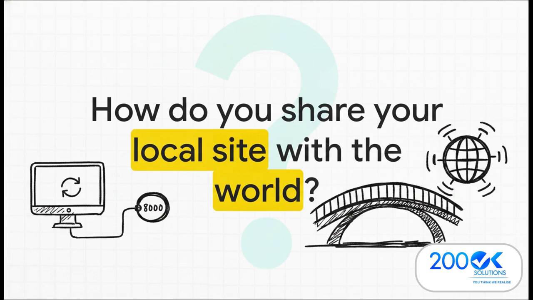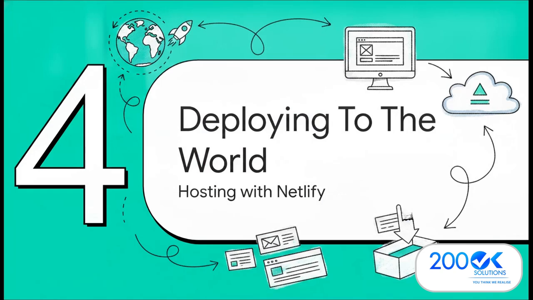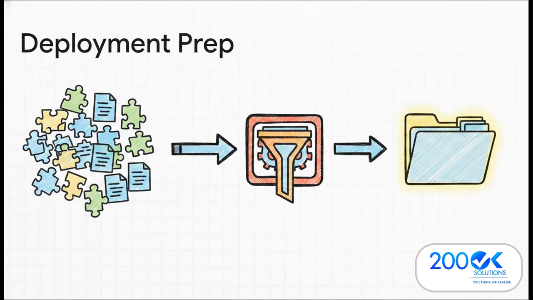Okay, so you've created your pages, added your content, and your site is running beautifully on your local machine at port 8000. It looks completely pristine. But how do you seamlessly share it with the rest of the world? How do we actually cross that bridge from local development to a global distribution? That takes us to part 4, deploying to the world. We're going to take that local code and host it using Netlify. Before we can just drop our site onto the web, we've got to prep our files for production.